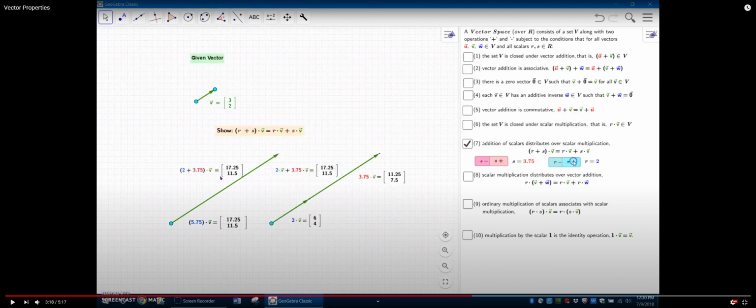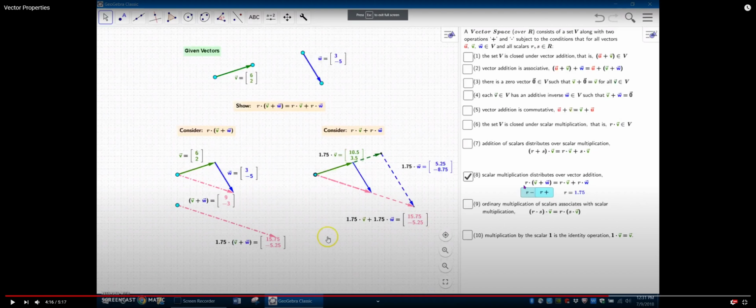multiplies s times v, and s is 3.75. So 3.75 times the vector 3, 2 gives you this over here. So this is 2 times this vector, and then 3.75 times this vector. This one is from here to here, and this one is from here to here. What he's illustrating is that if you add these two vectors, you get the same as this left-hand side, which is this one here.